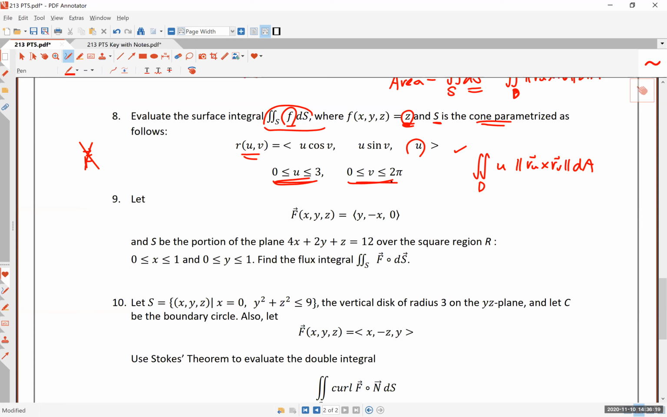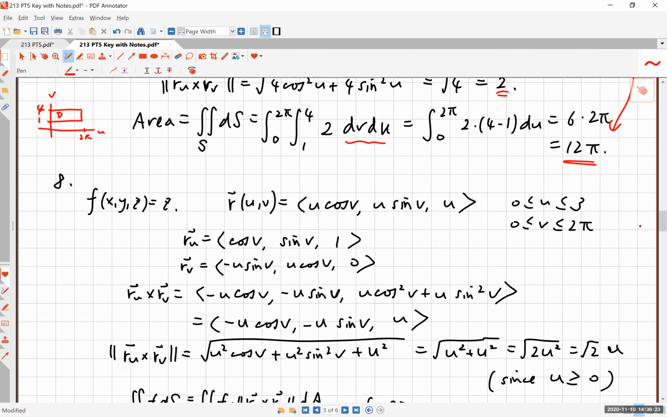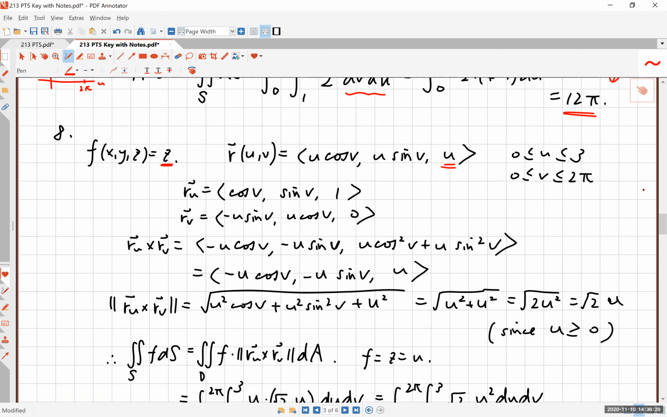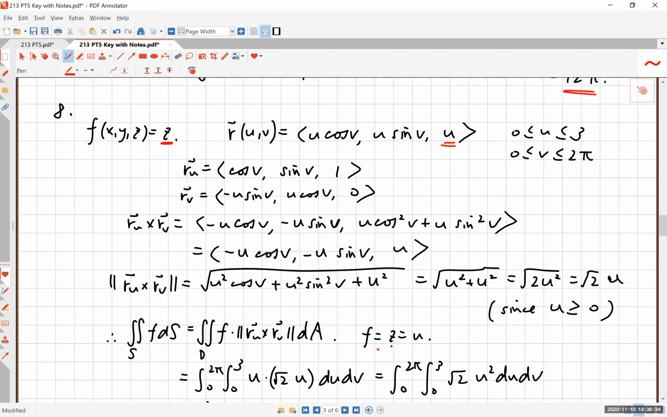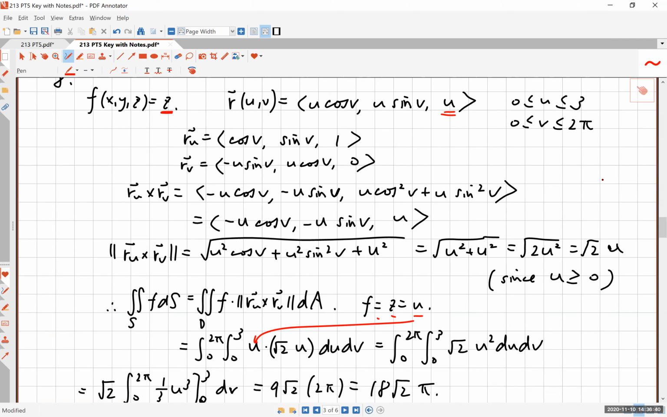All right, so let's take a look at the answer. f is just z, all right? So z in this parameterization is simply u. And so I see u. Of course I see u, right? f is z, which is u. And so that goes right here. Now the rest of that, everything else after the double integral sign, is the norm of r_u cross r_v.